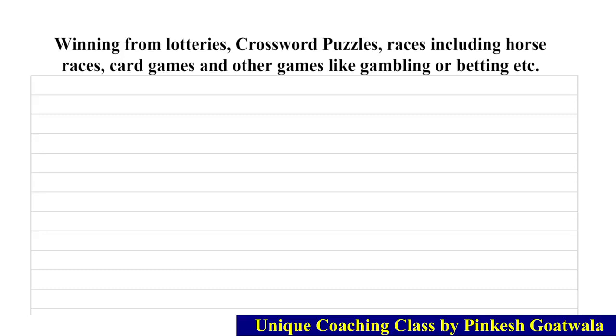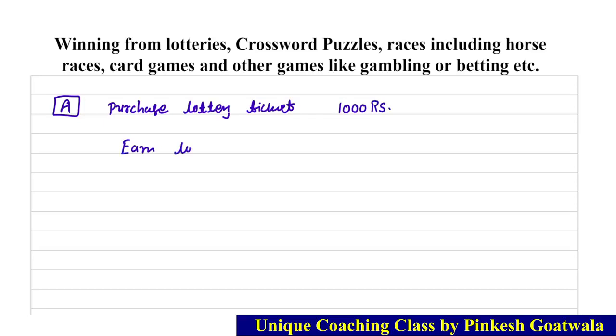So let's understand. Suppose A purchases a lottery ticket. Suppose the price of the ticket is 1000 rupees, and he earns the lottery. He bought the lottery ticket and he gets the prize, suppose 50,000. The price is 1000 and he earned a prize of 50,000. Now this 50,000 is taxable under this head, income from other sources.